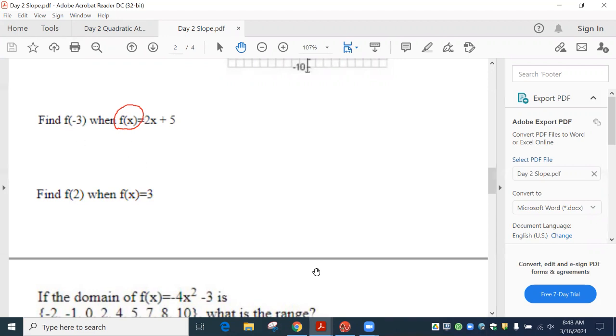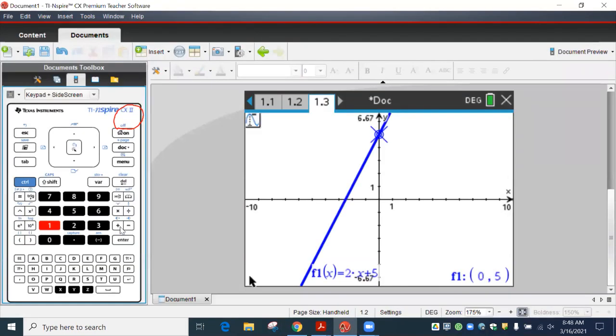So we're going to type in -3 and hit enter. And I see -1 right here, and that's my answer. When I type in -3, that -1 is my answer.